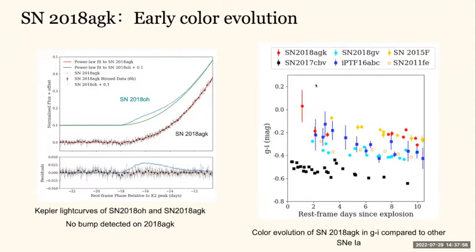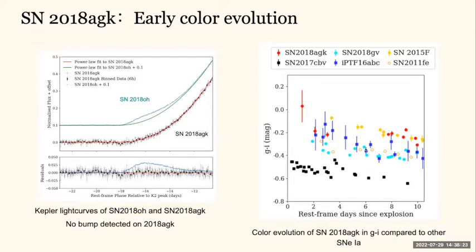So the red is the AGK, and the black points are the 17 CBV, and the others are the supernova without bumps. And you can see clearly a trend that all of these supernova in G minus I band seem to evolve very slowly within the first 10 days. And there seems to be a very clear gap in between the 17 CBV and the other type 1As.